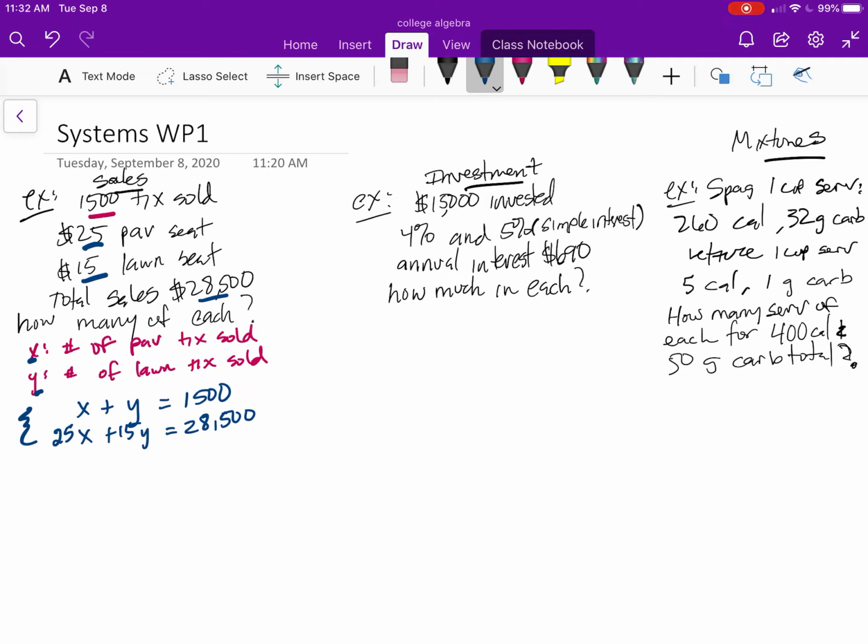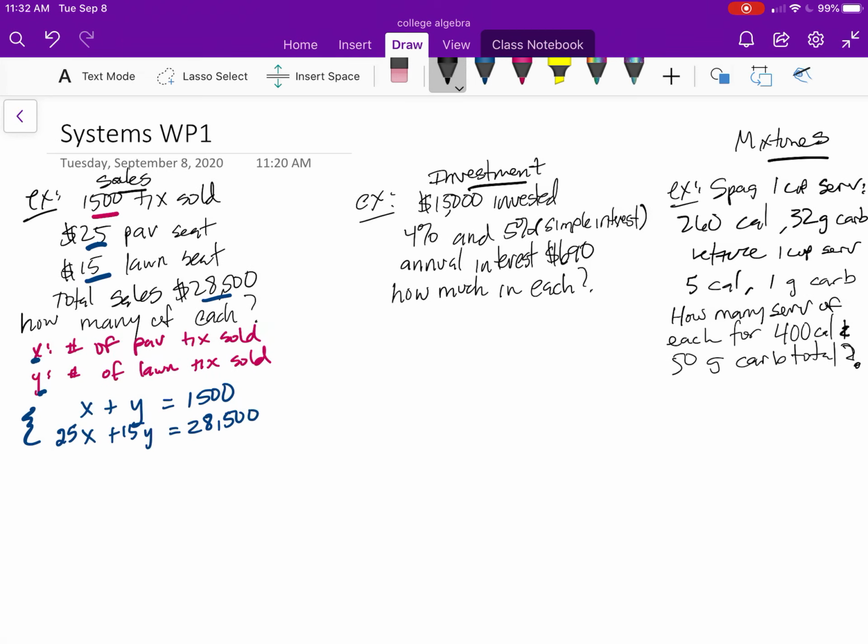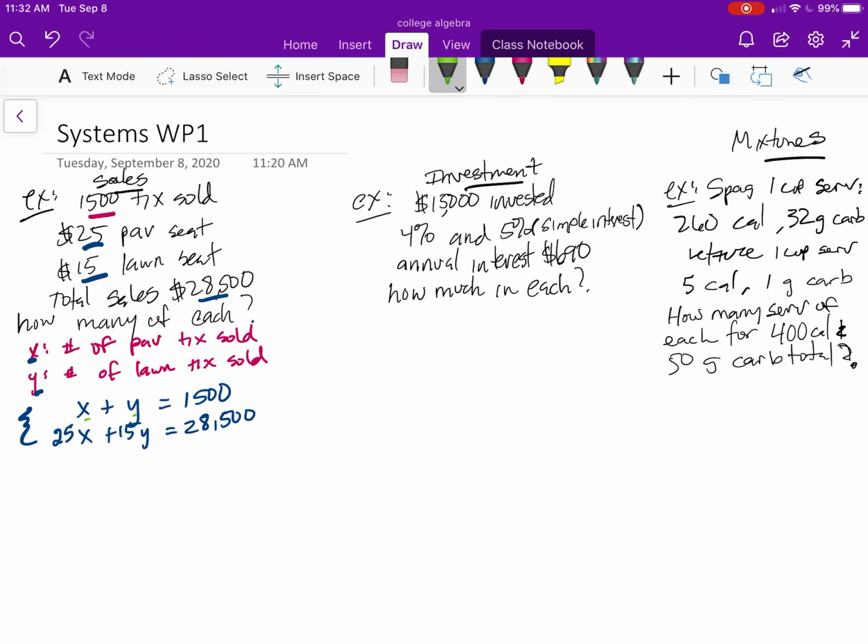All right, I almost always will do elimination, so this is a good example to do substitution. Switch colors here, because I can easily solve for X or Y. It doesn't matter which one you choose. Okay, I'll go ahead and solve for Y. So I could yield Y equals 1,500 minus X. And I'm going to take that and substitute it in here.